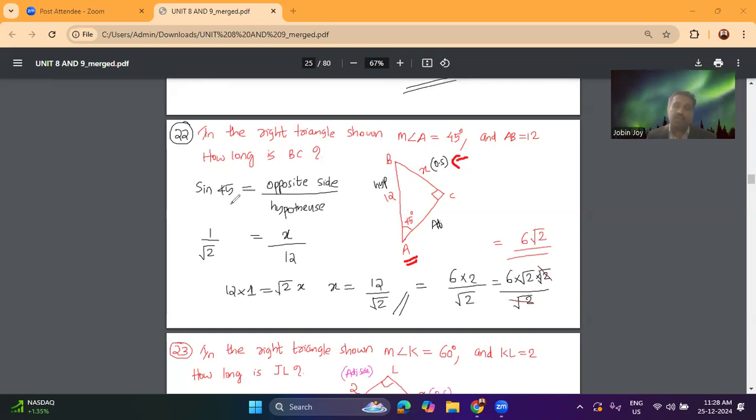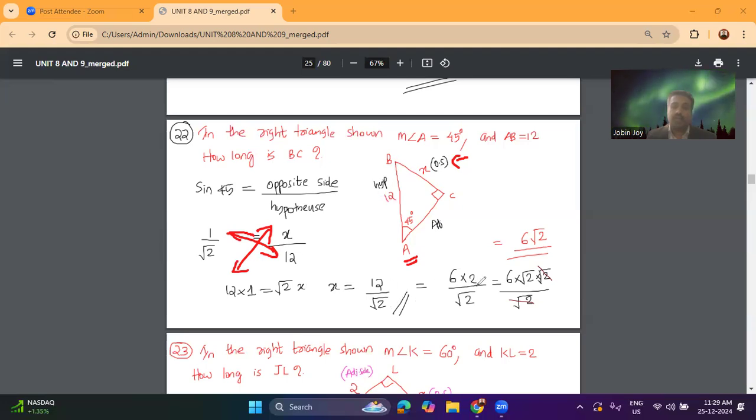Sine, because we know that sine 45 is equal to opposite side by hypotenuse. What is the value of sine 45? 1 by root 2. 1 by root 2 is equal to opposite side, which I am going to calculate. So I will put the opposite side as x. So x divided by hypotenuse, which is 12. Then I will cross multiply. So 12 into 1 is equal to root 2 into x. So x is equal to 12 into 1 divided by root 2.